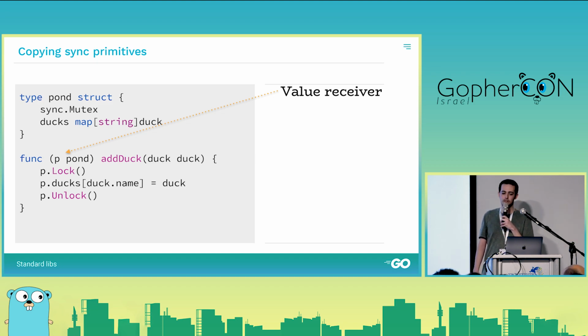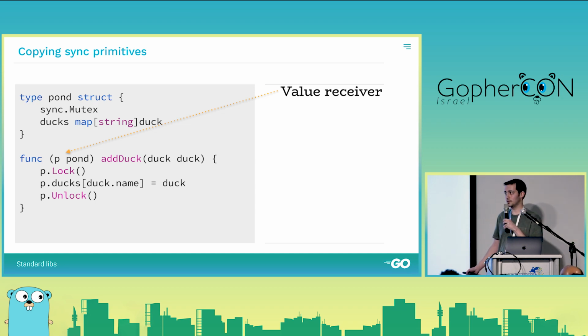How come we didn't notice it before? How did we manage to change the map if we used a value receiver? Well, remember that we said that a map is actually a pointer? That's why it worked. And why do we get a panic? We will see why over the next slides.